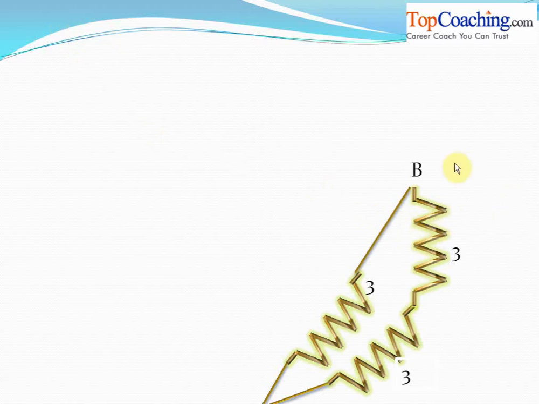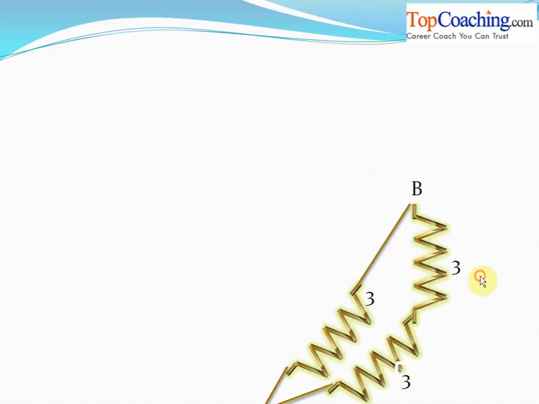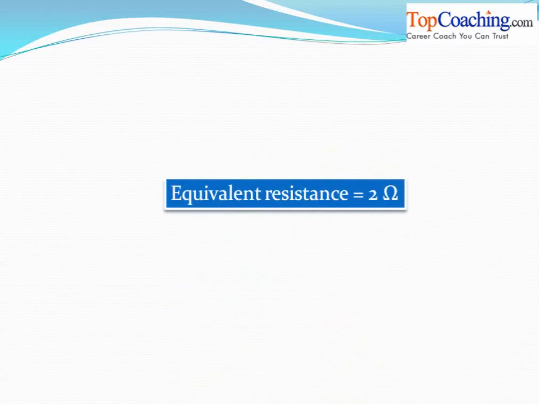Now again, you can see that we have this 3 ohm resistance in parallel with these two resistances which are both in series, isn't it? So when we simplify them, we get the final equivalent resistance across the circuit as 2 ohms. And that is our final answer.